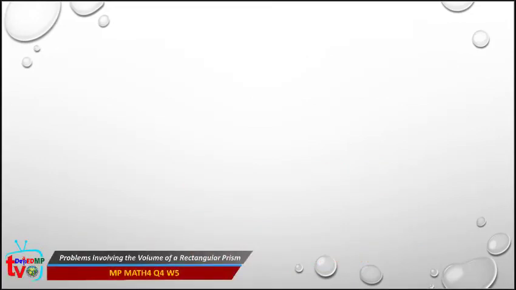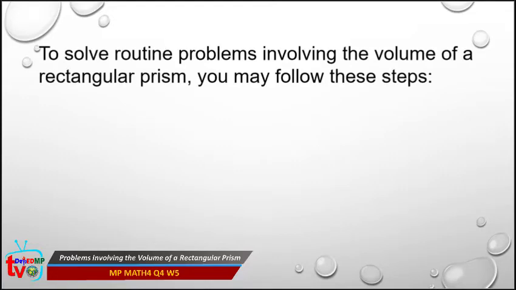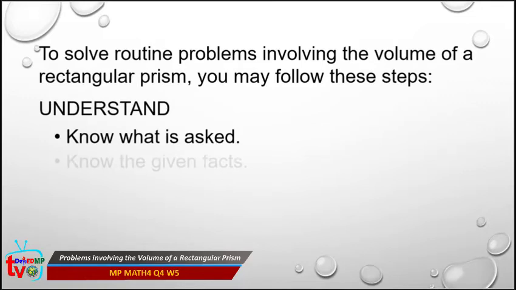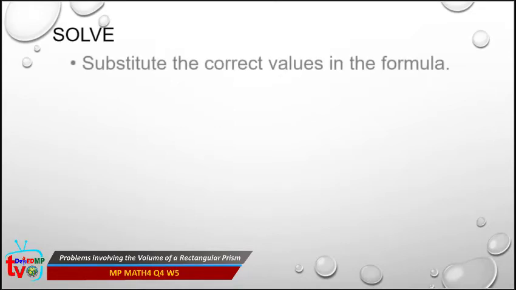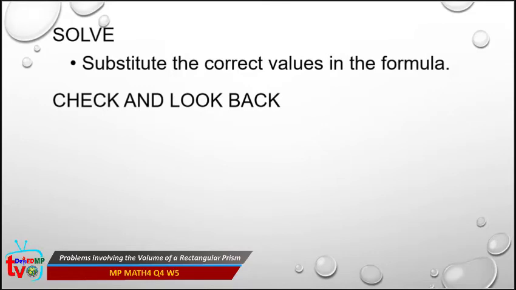So how do you solve routine and non-routine word problems involving the volume of a rectangular prism? To solve routine problems involving the volume of a rectangular prism, you may follow these steps. First, understand. You should know what is asked and know the given facts. Next, plan. Determine the operation or formula to use. Then, solve. Substitute the correct values in the formula. Lastly, check and look back. Write the correct answer.